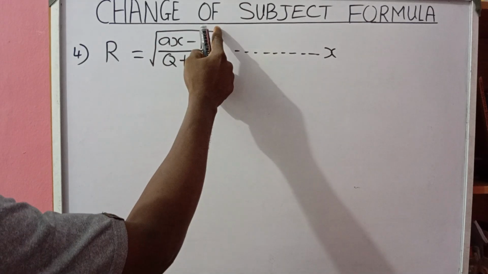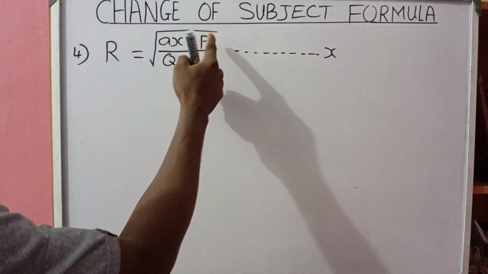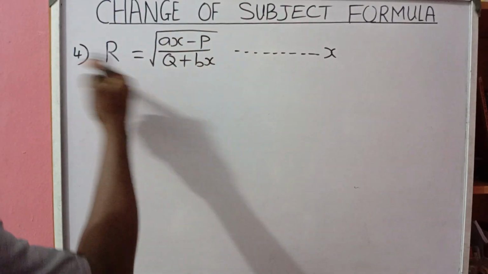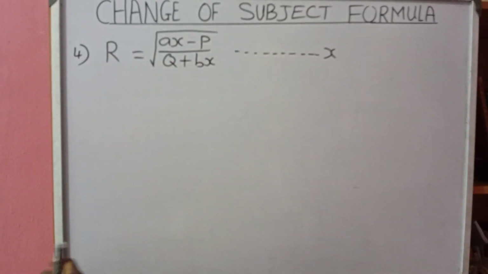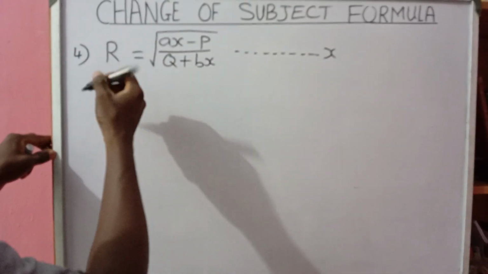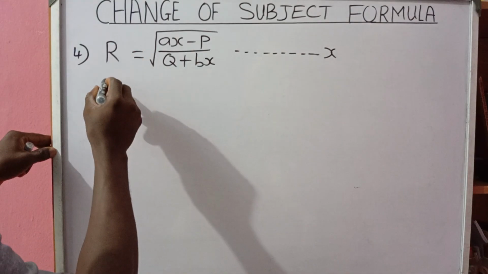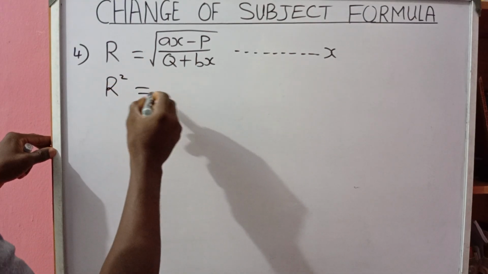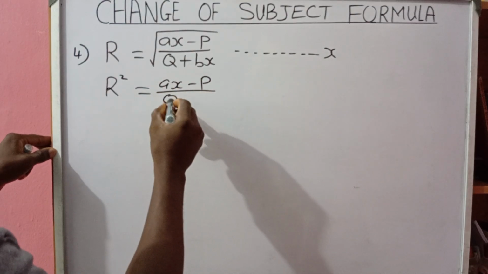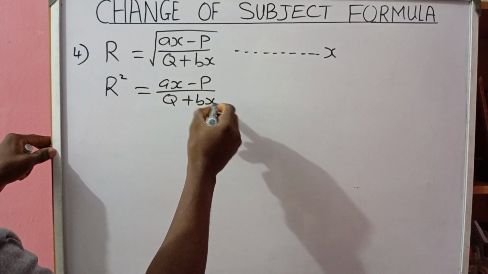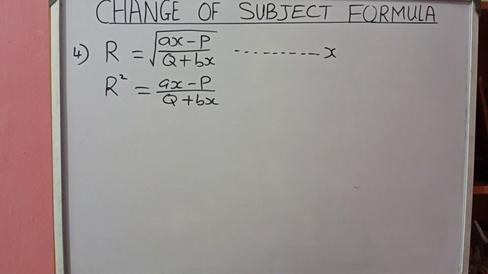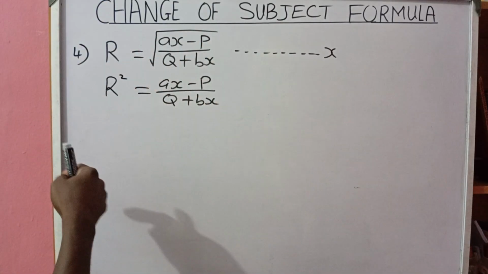Okay, so recall what we did when we were having square roots. What we are looking for is within the square root. So what do we do to eliminate the square root? We have to apply square to every other thing outside of the square root. To cancel this square root, we have to apply square here. That becomes r squared is equal to ax minus b all over q plus bx. So now we have eliminated the square root by applying square to both sides.